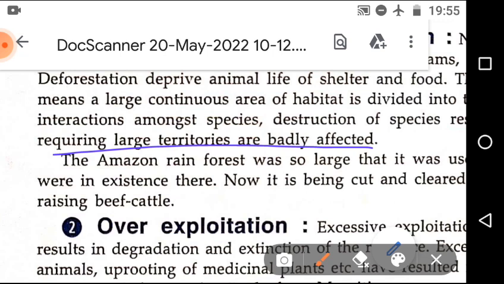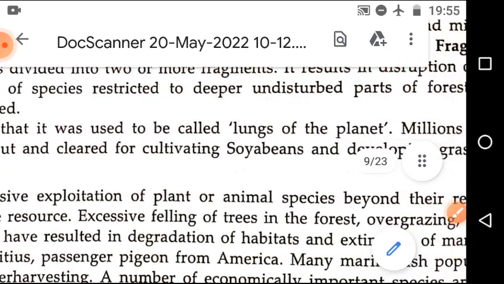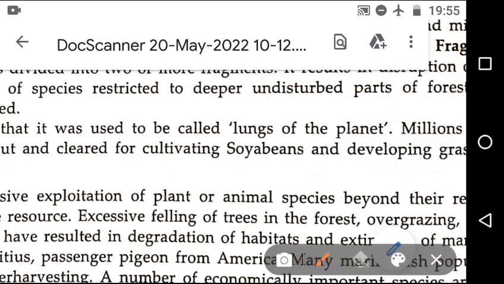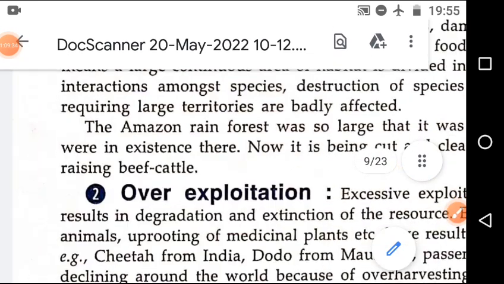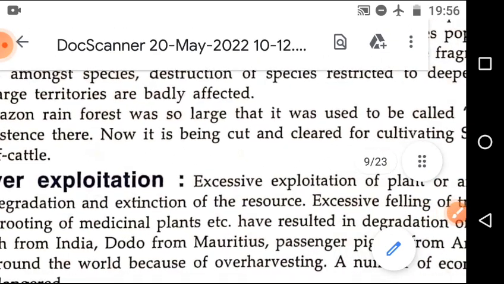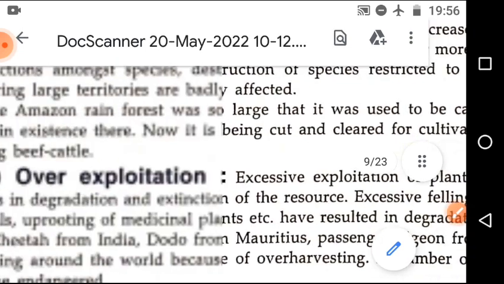So in this way, animals are getting affected. The example that I have said has been written here also. The Amazon rainforest was so large that it used to be called the lungs of the planet. Millions of species existed there. Now it is being cut and cleared for cultivating soybeans and developing grasslands for raising beef cattle.